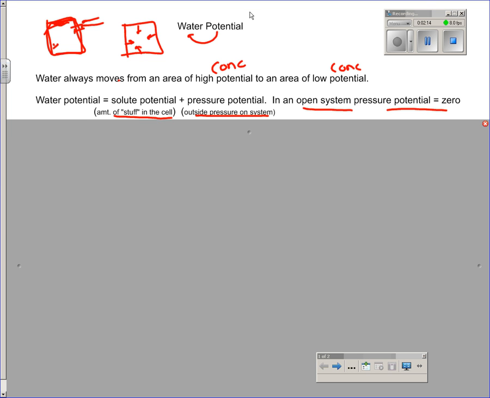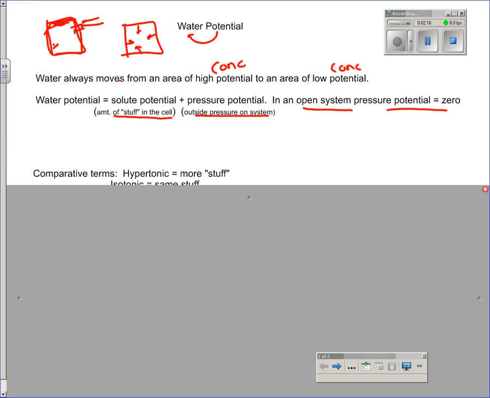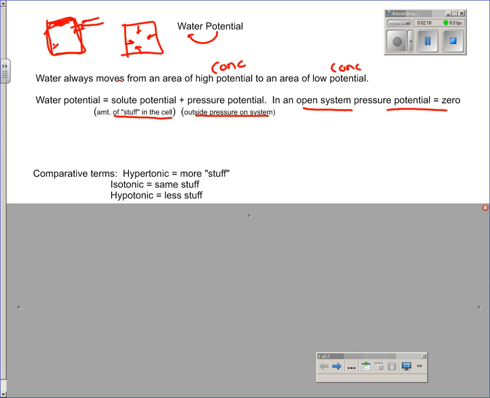So anyway, some terms that go with this. There are three terms that go when we talk about water potential. We use the word hypertonic. Hyper means more. Tonic is the stuff inside or wherever, and I'll show you a couple examples of this. Isotonic means the same. So we have the same concentration of stuff on either side of a membrane. Hypotonic means less stuff on one side of a membrane than the other.